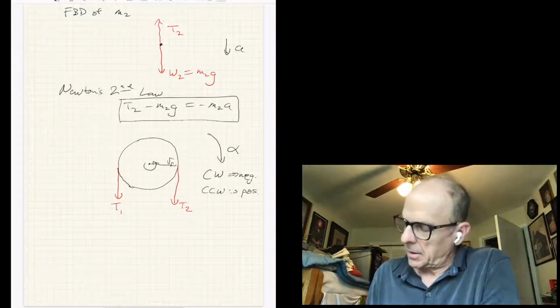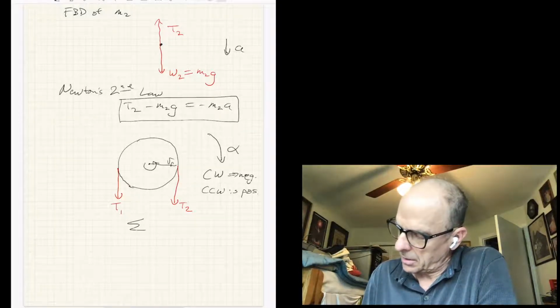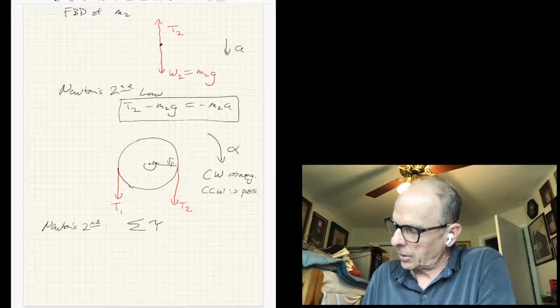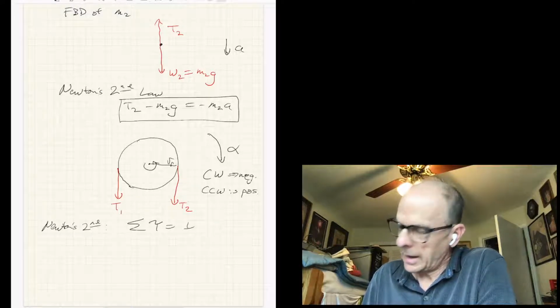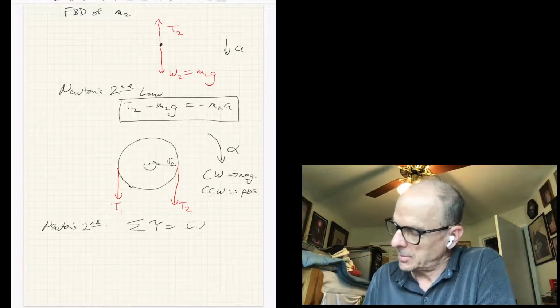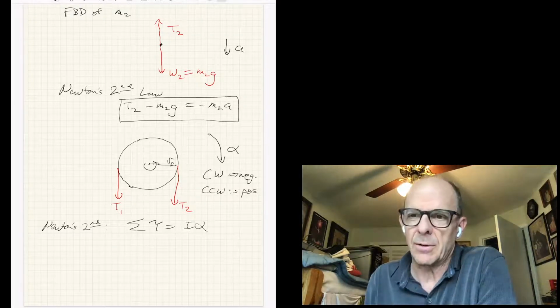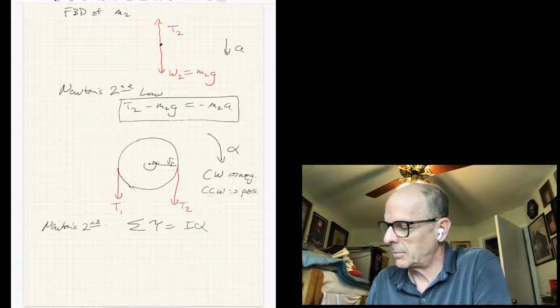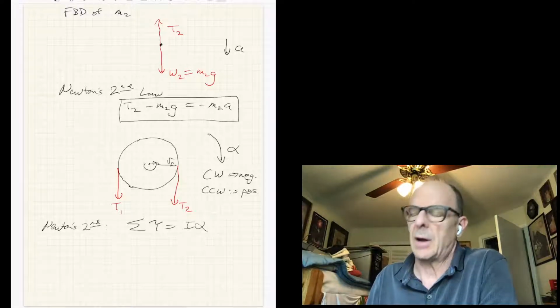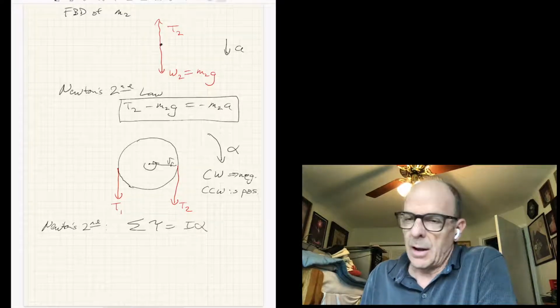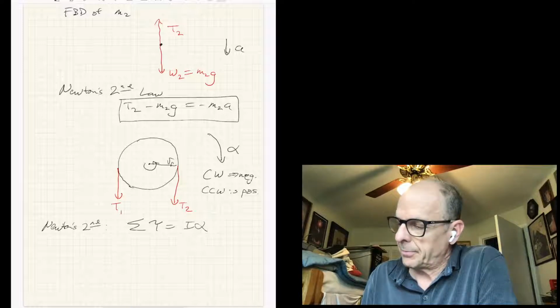So let's take a look at Newton's second law for rotational motion. It's the sum of the torques is equal to I, the moment of inertia, times alpha. So that's just exactly analogous to what we had with the free body diagrams for the two objects. The sum of the forces is m times a. Here, the sum of the torques is I times alpha. How many torques do we have acting on this? Just two. The one due to T1 and the one due to T2.